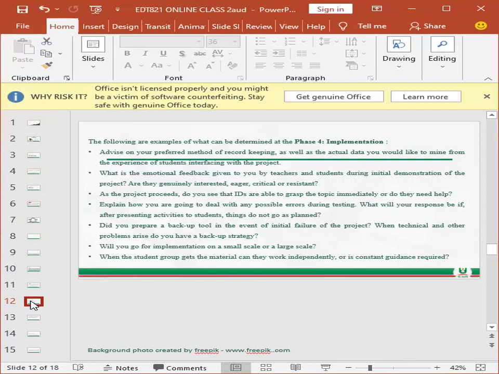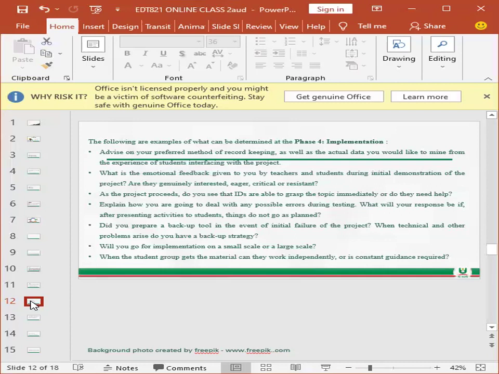Also, as the project proceeds, do you see that IDs, social designers, are able to grasp the topic immediately? Or do they need help? So you need to also know about, explain how you are going to deal with any possible errors during testing. What will your response be if, after presenting activities to students, things do not go as planned?